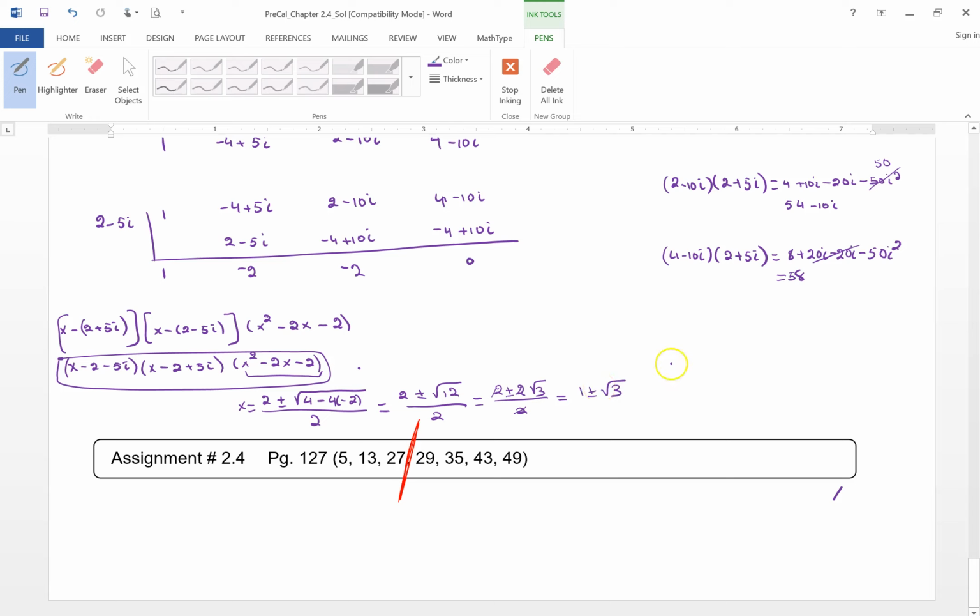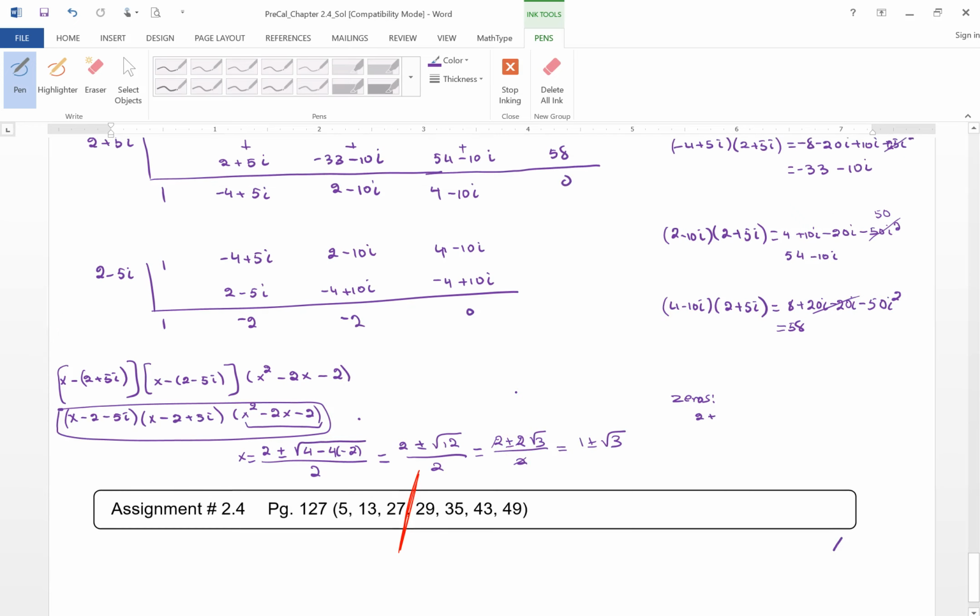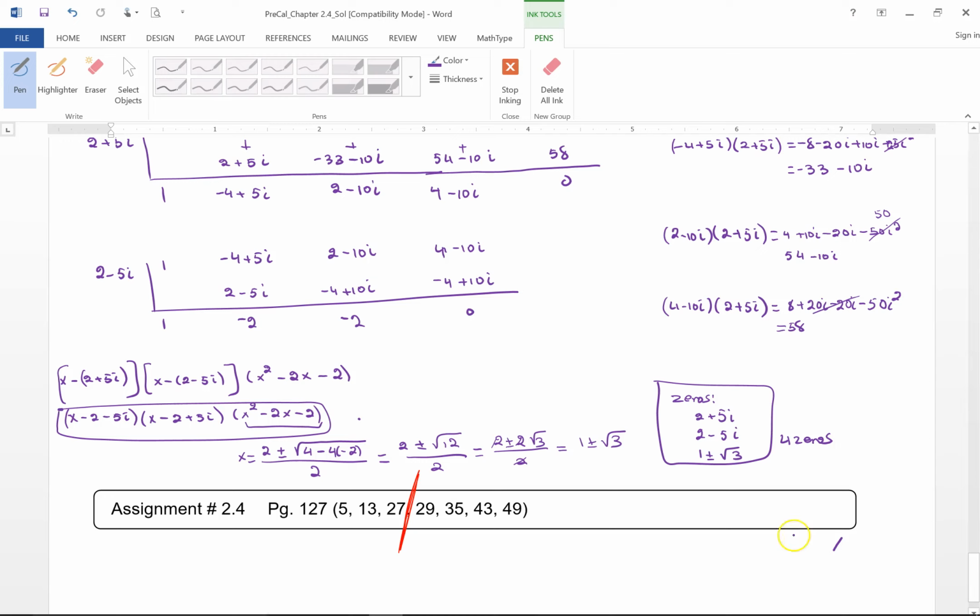So the zeros are, because when you divide 2 by 2, you get 1 and 1. It doesn't cancel completely. So the zeros are 2 plus 5i, 2 minus 5i, 1 plus or minus root 3. As promised, 4 zeros. And that's your answer. Huh? It's magical. Now, I have one more thing to say.